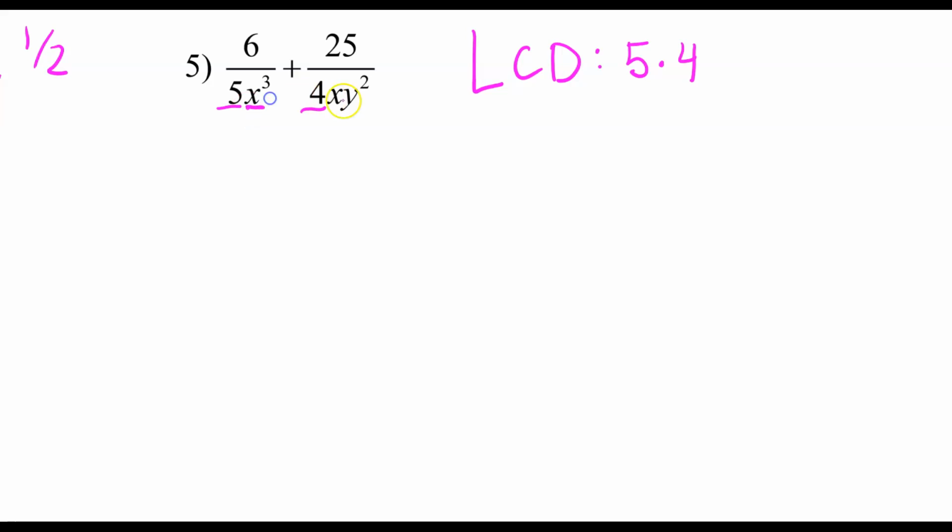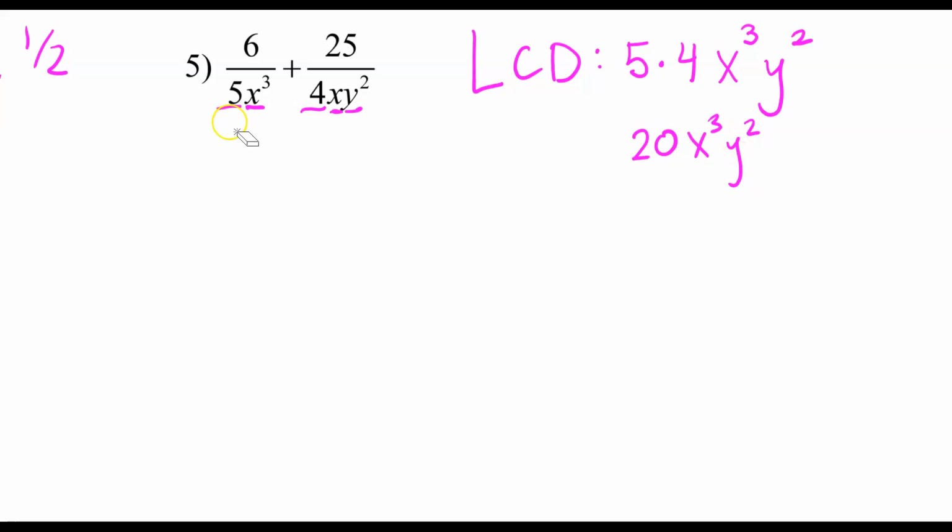So I've got x to the 3rd here. This is just x to the 1st. So x to the 1st is inside of x to the 3rd. So I need x to the 3rd in my LCD. And then I see the y to the 2nd, that needs to be in my LCD. There's nothing to compare it to. So my LCD is really 20 x to the 3rd y squared.